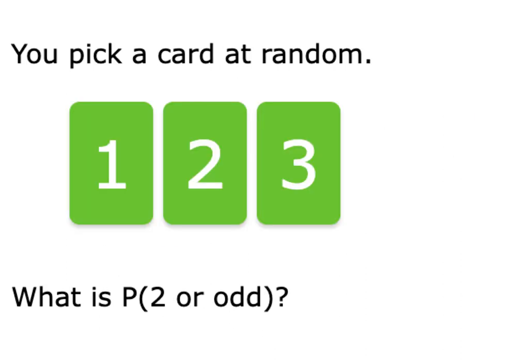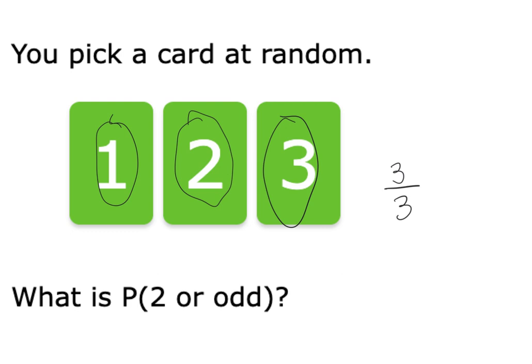In this example, we have 3 cards to pick at random. We want a probability of a 2 or an odd. So here's our 2. I'm going to circle it. The odd ones I'm going to circle. I have 3 desired outcomes out of 3 total cards to pick from, which if I simplify that down is a 1, and as a decimal would be 1.0, and as a percent would be 100%. This is a certain event.